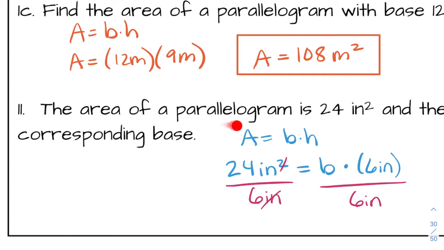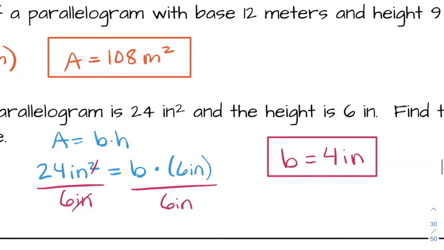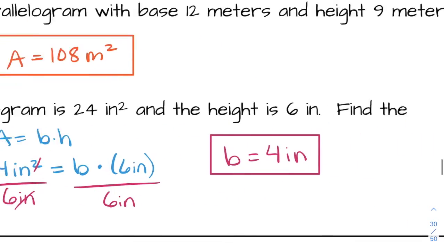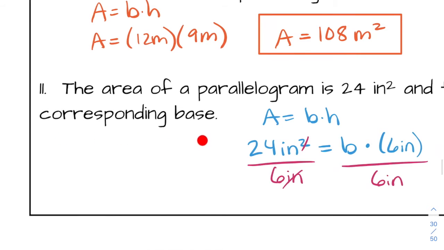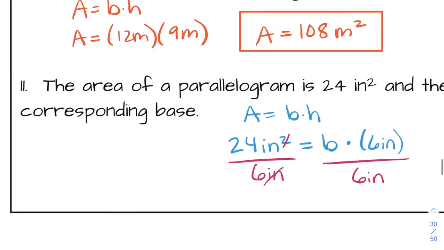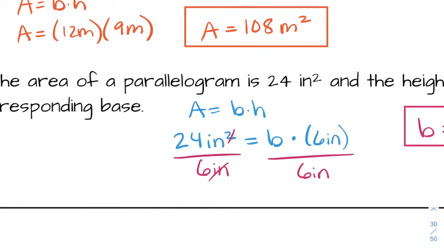All right, the area of a parallelogram is 24 inches squared, and the height is 6 inches. Find the corresponding base. So in this problem, they gave you not base and height, but area and height. So we need to find a base. So what I did was I substituted 24 inches squared in for my area, 6 inches in for my height, and I left base as a variable. So very quickly, I divided both sides by 6 inches to get this to go away.